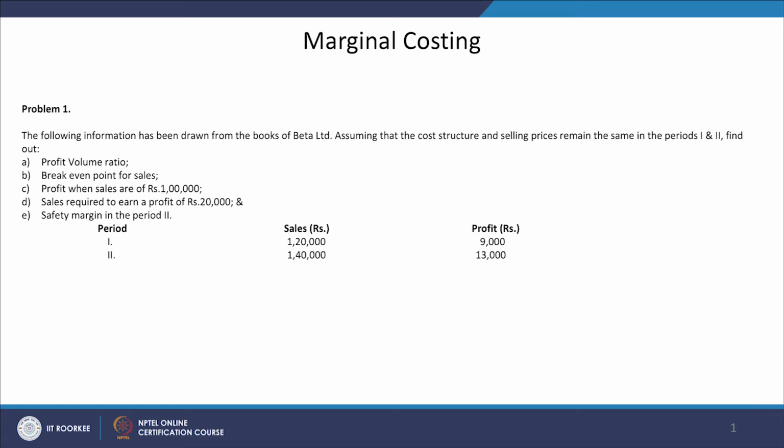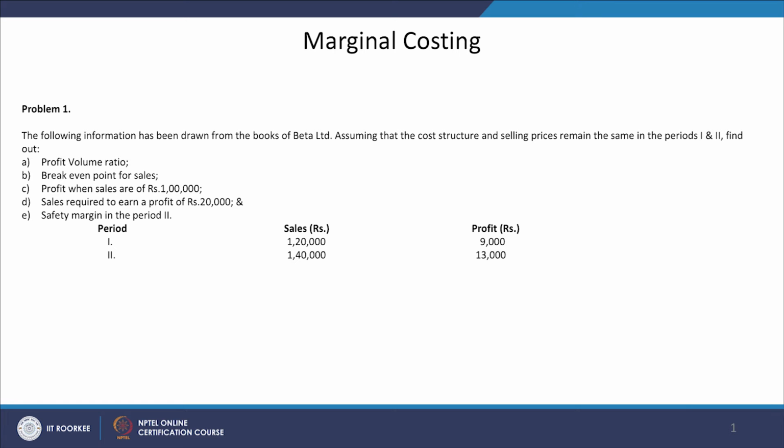So, this information is given to us. We are given period 1 and period 2, and information about sales and profit. Sales in period 1 are 120,000 and profit is 9,000, and sales in period 2 are 140,000 and profit is 13,000, right.